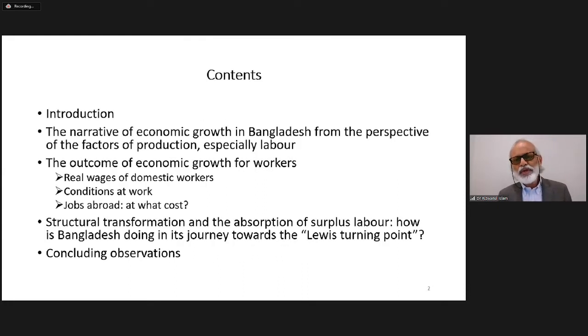The outcome of growth for workers, I look at for both domestic and those who work abroad. And I address this particular question: jobs abroad, but at what cost?